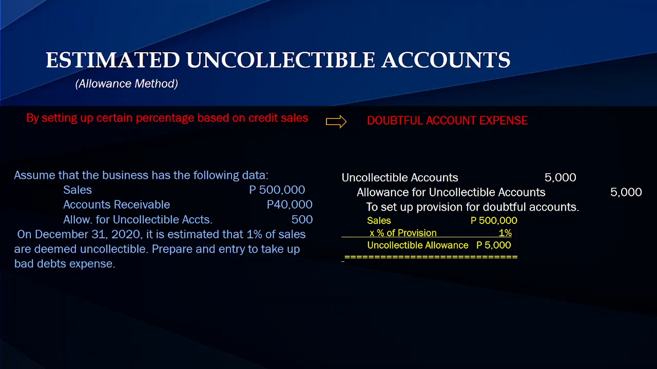How to do that? Whatever the computation is, that will be our entry. So we'll debit uncollectible accounts 5,000 and we will credit allowance for uncollectible accounts 5,000. Of course, the explanation: to set up provision for doubtful accounts.